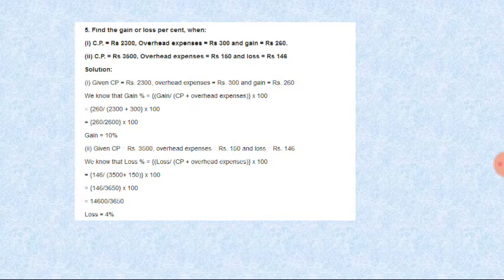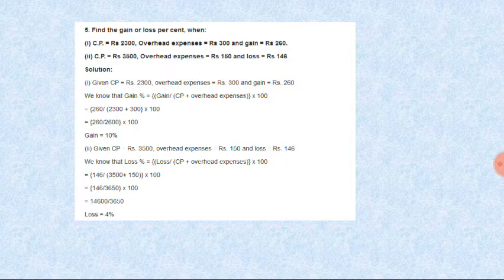Find the gain or loss percent when cost price is rupees 2300, overhead expenses rupees 300 and gain is equal to rupees 260. First sum is given: cost price equal to rupees 2300, expenses 300 and gain is 260. So gain percentage formula, gain by CP plus overhead expenses into 100. 260 divided by 2600 into 100. Cancel the zeros. 260 divided by 26, we get a value 10%.